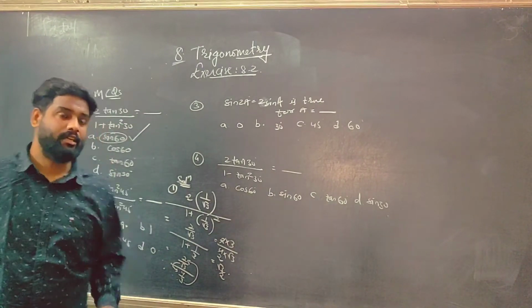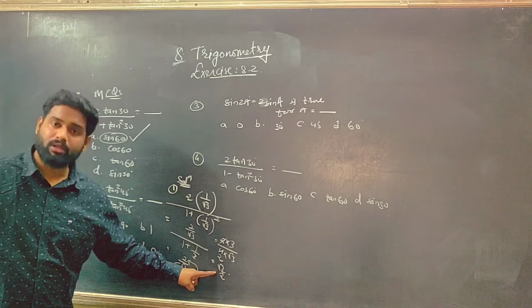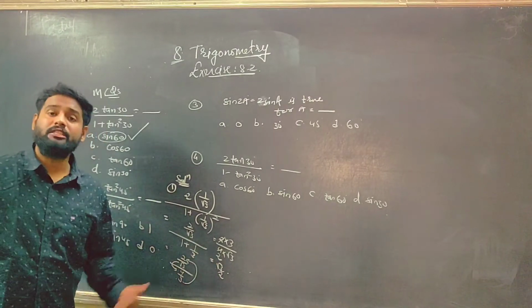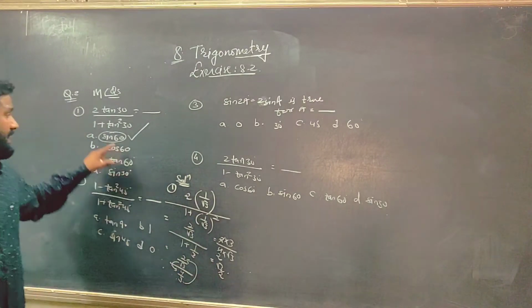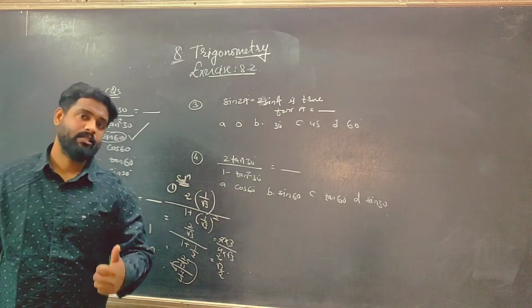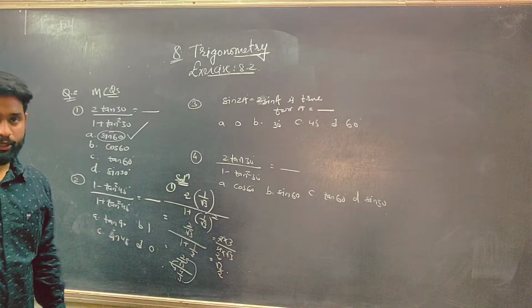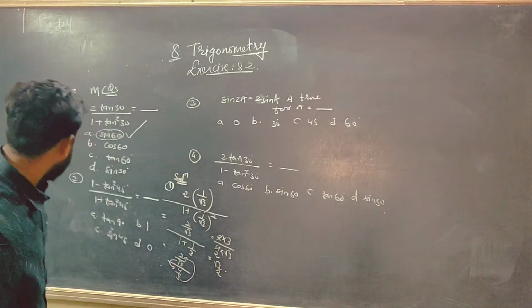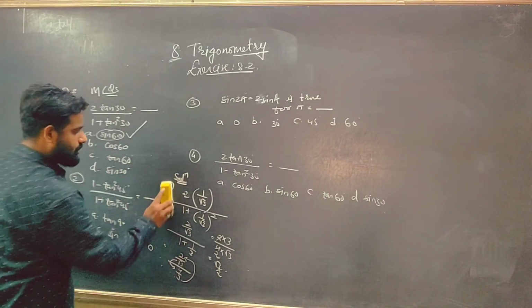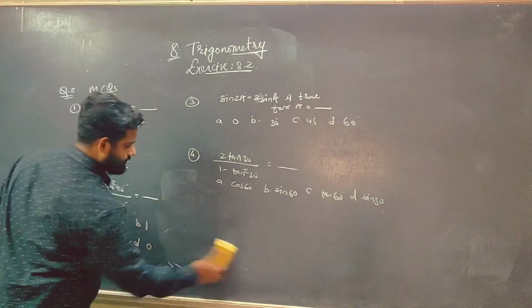So as we are getting the answer root 3 by 2, from the table, the value that corresponds to it is sin 60. So the first MCQ has the answer sin 60. I hope the first solution is clear to you. Now let us move to the second solution.